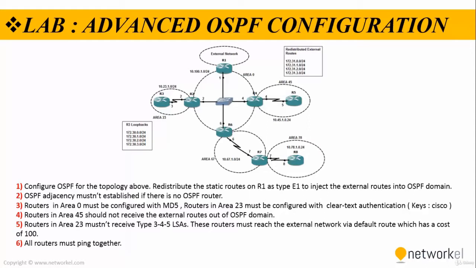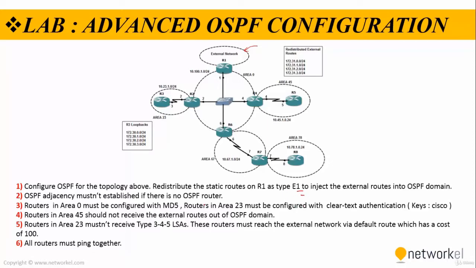Welcome guys! We have 6 steps to accomplish, and in the first step we need to configure OSPF for the topology above, and we need to redistribute the static routes on router 1. Where is router 1? This guy has external static routes, so we need to redistribute them into OSPF as type E1.